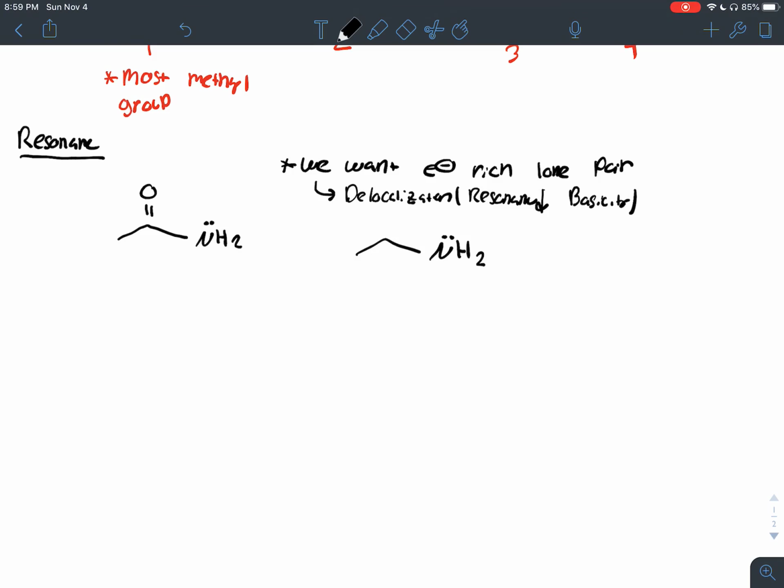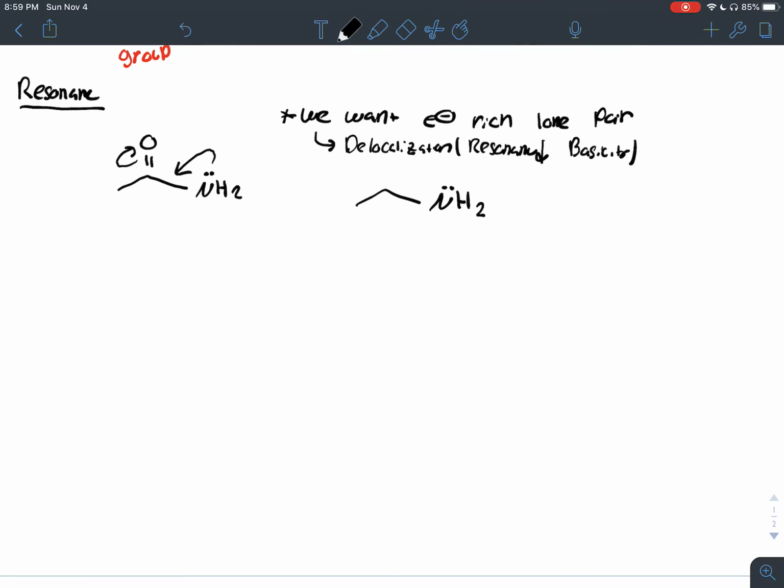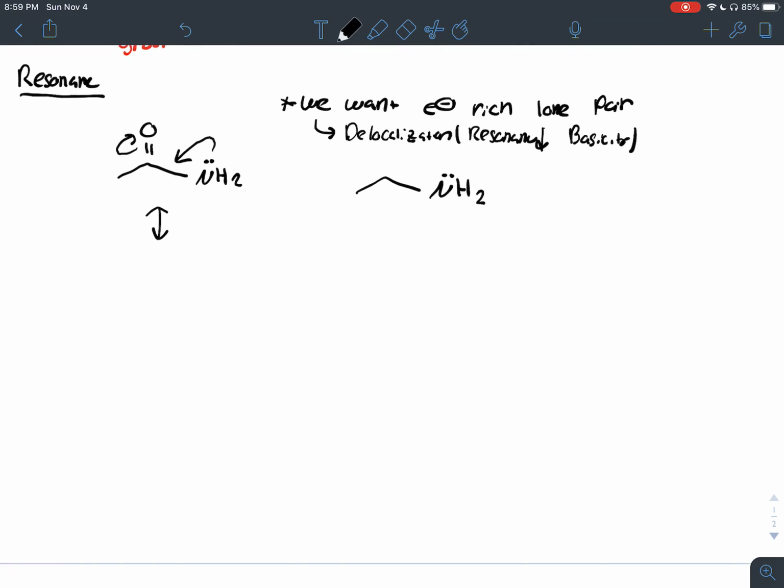Here, these lone pairs on the nitrogen are involved in something else, right? They're involved in resonance. So if they have 2 jobs, they can't focus on one job. That's why we see the oxygen being protonated, never the N, because the nitrogen is supporting the oxygen. Whereas here, these lone pairs aren't doing anything, so they're free to react as a base.